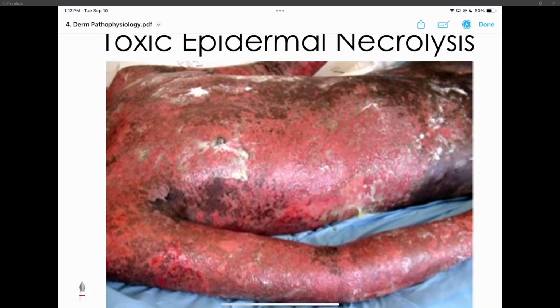Remember, all the integrity of that skin is lost. You're going to lose fluid. High risk for infections. Now you have exposed skin to the air. So you treat those patients like a burn, yes?